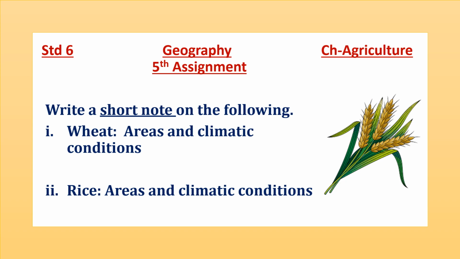This is your assignment, the fifth assignment. And what you need to do, that you have to make columns for areas and climatic conditions. First question, that is wheat. So you have to write about what are the areas where wheat is cultivated and climatic conditions, any three. Similarly, you have to do the same thing in the second question also. You have to write what are the areas where rice is cultivated and what are the climatic conditions required for cultivation of rice. So students, this is your assignment.